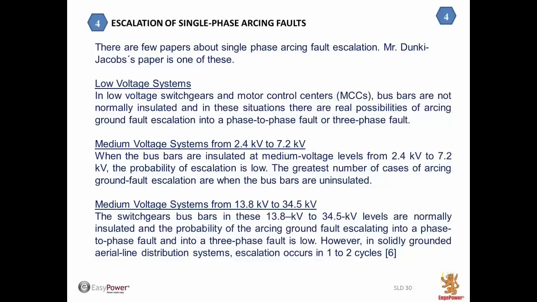Okay, so the probability to have escalation is difficult to happen. But if you have arc flash, normally the fault can escalate from 1 to 2 cycles. It's very, very fast. The escalation happens very, very fast.